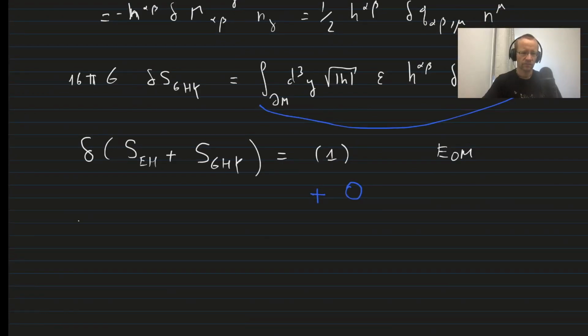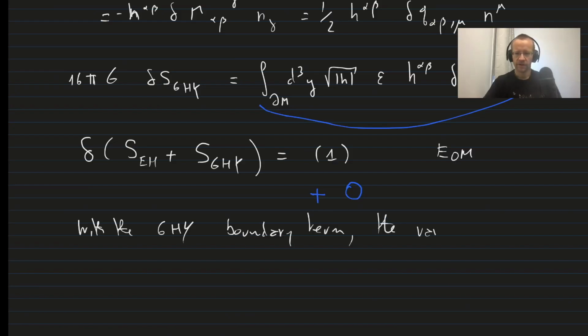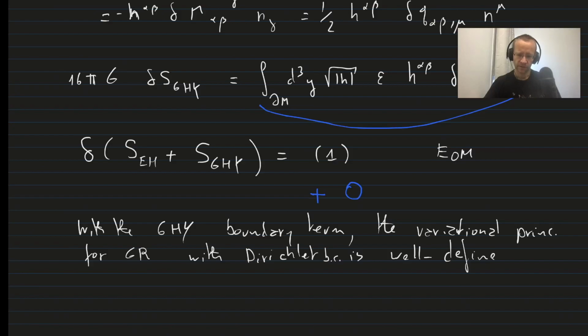Therefore, with the Gibbons-Hawking-York boundary term, the variational principle for general relativity with Dirichlet boundary conditions is well defined and gives rise to Einstein's equations of motion.